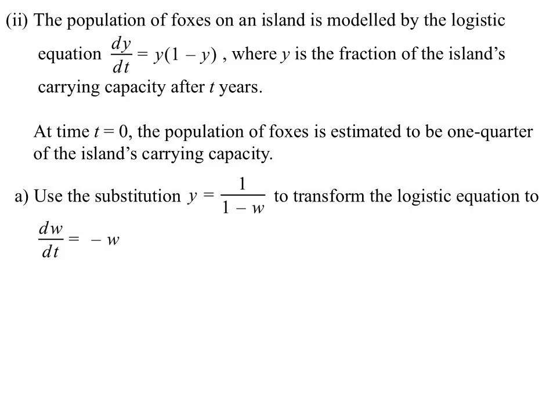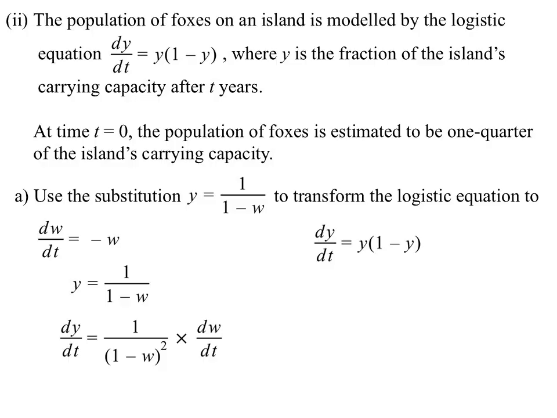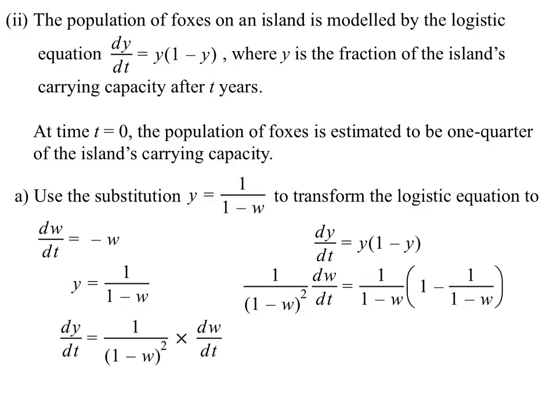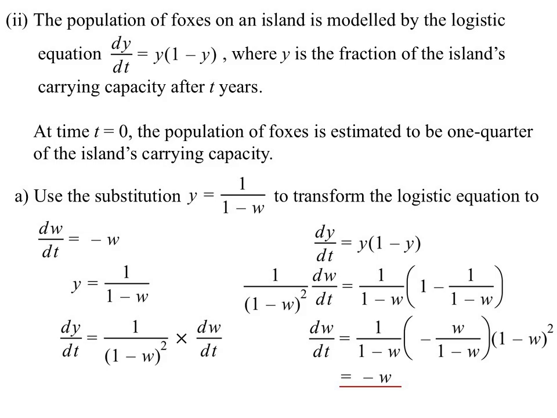Let's do it. The substitution is y equals 1 on 1 minus w. I need to work out dy/dt, so I differentiate 1 on 1 minus w, and that will be times dw/dt, which is what we're trying to find. But dy/dt, they told me, was y times (1 minus y). Putting that all together, I get everything in terms of w. I just have to make dw/dt the subject, and nicely it does come out to be minus w. I've got a much simpler differential equation to handle.